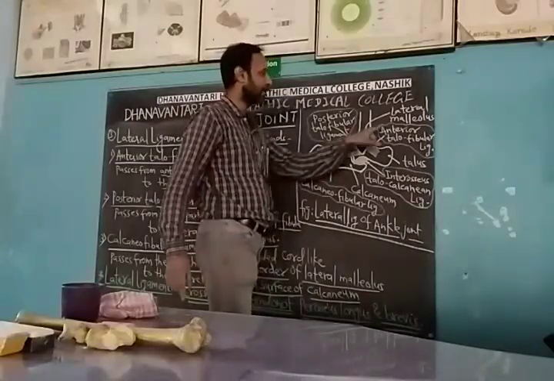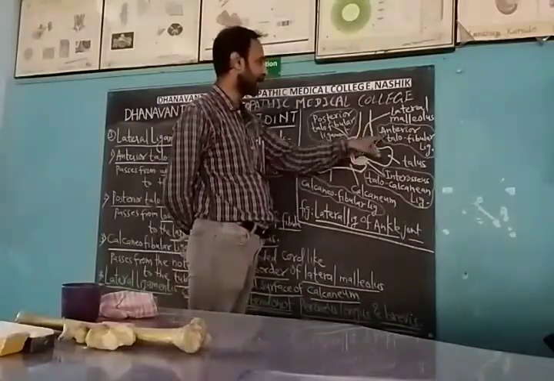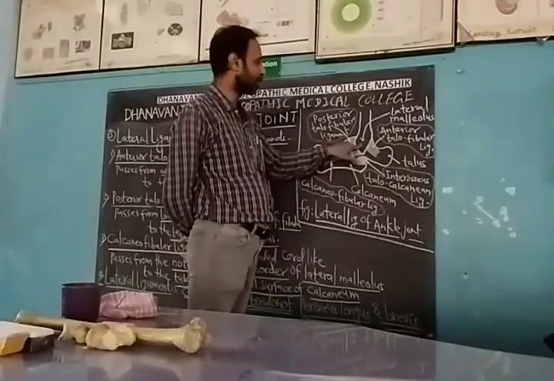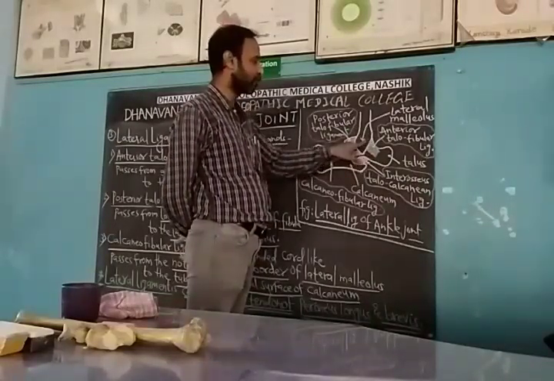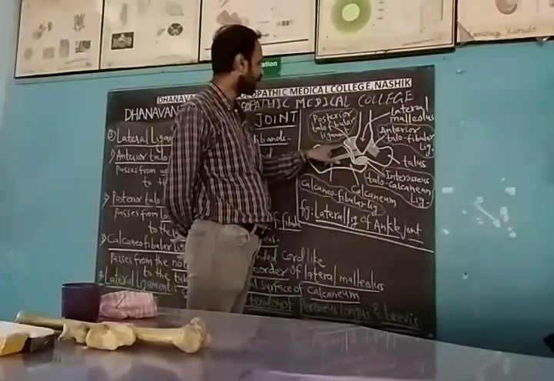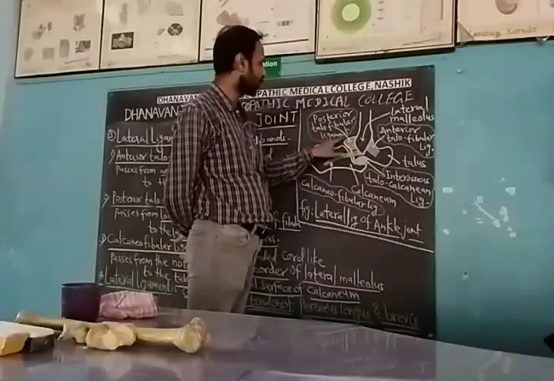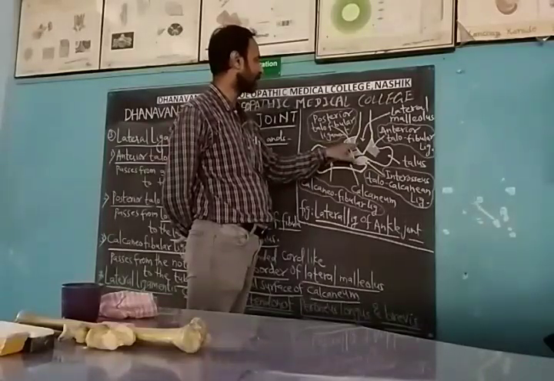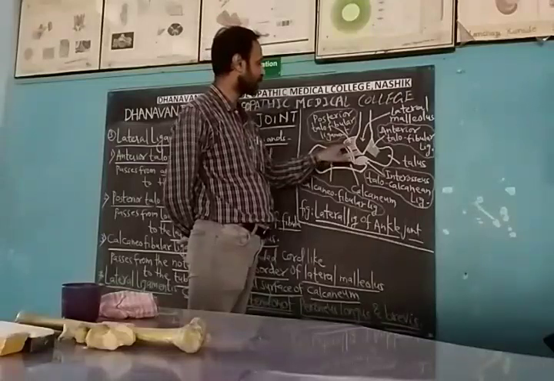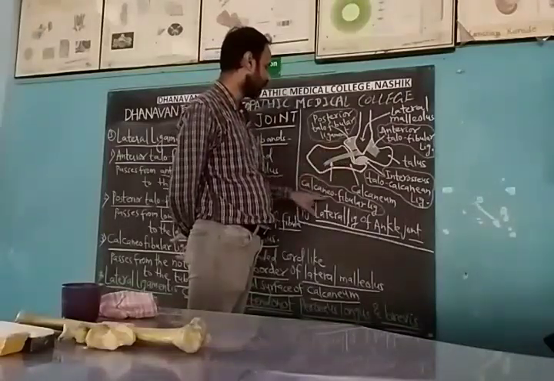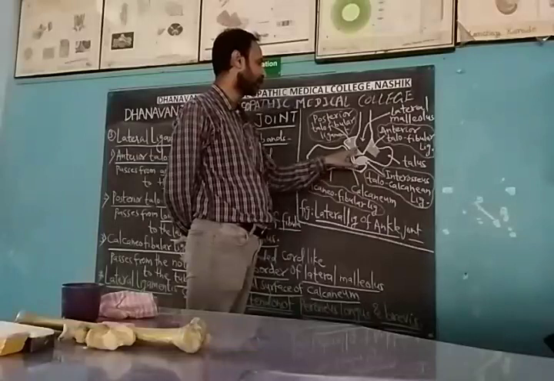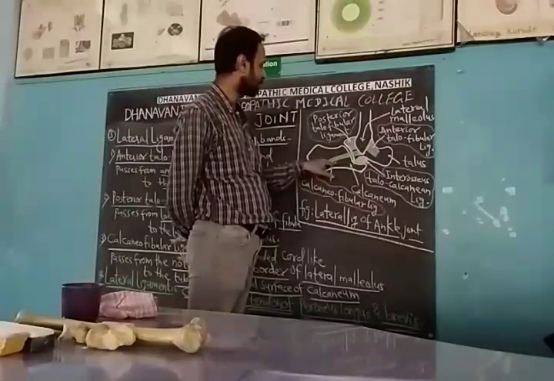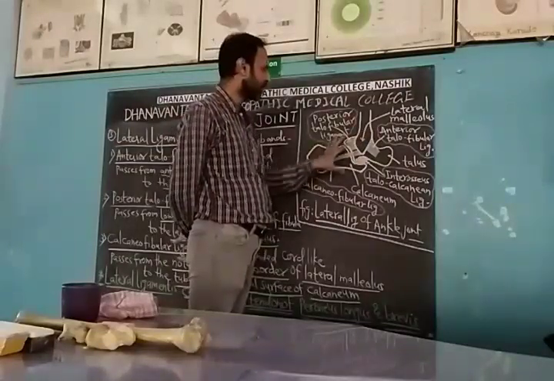The anterior band is the anterior talofibular, from the talus to the fibula, at the lateral malleolus. Then another is the posterior talofibular, from the posterior part of the talus to the fibula, the lateral malleolus. And this is the calcaneofibular, from the calcaneum, on the tubercle of its lateral surface, to the lateral malleolus. So this is very simple, very easy.